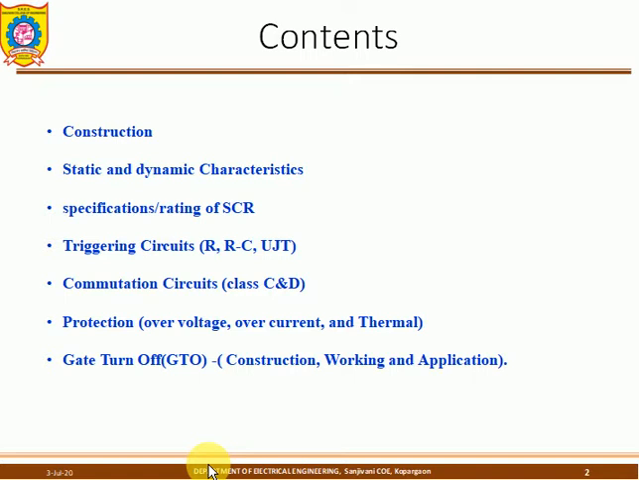The next one is commutation circuits. Commutation means turning off the SCRs. How to turn off the SCR? There are different types of methods available: class A, B, C, D, E. Generally they are classified into 2 methods: natural commutation and forced commutation. Here you are going to see class C and class D.